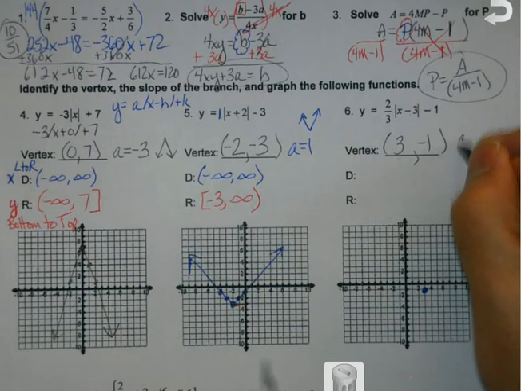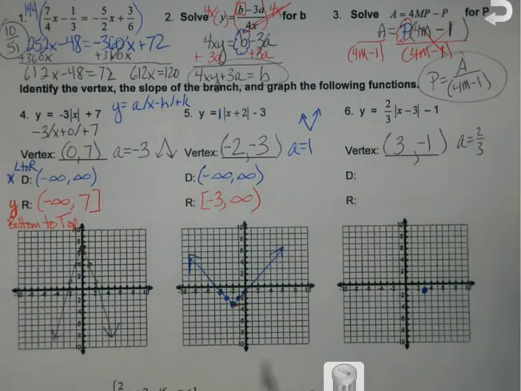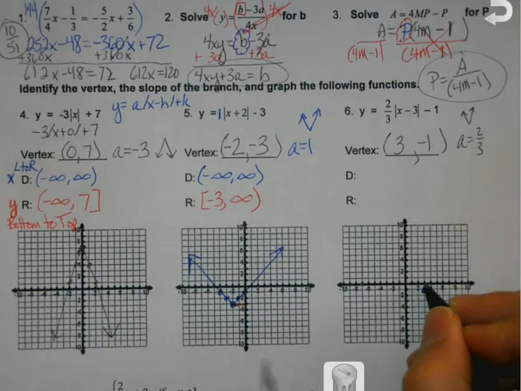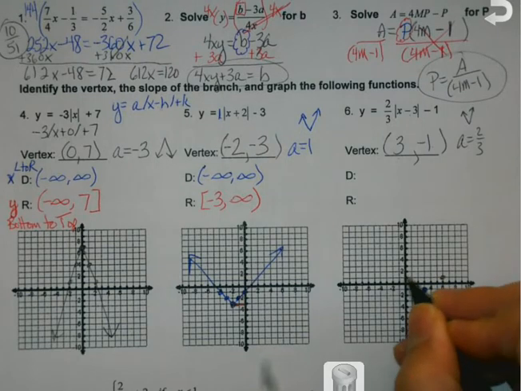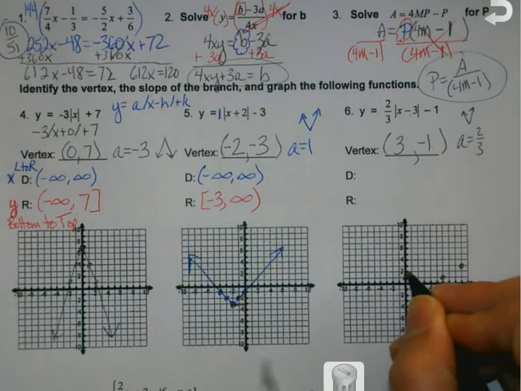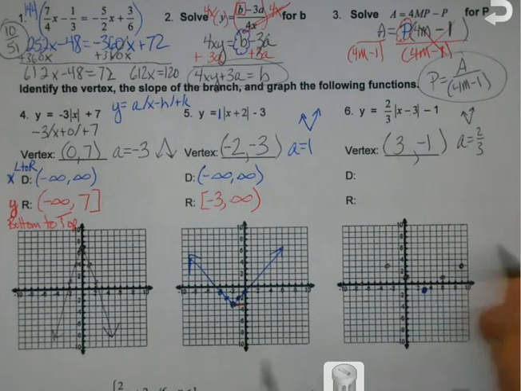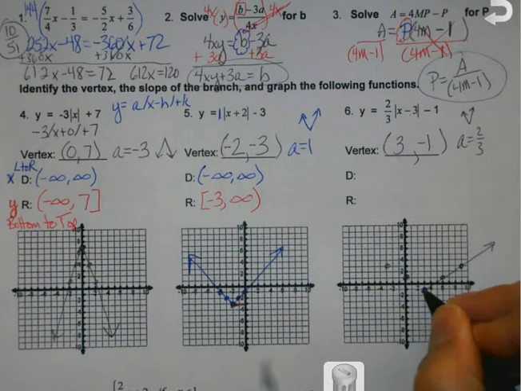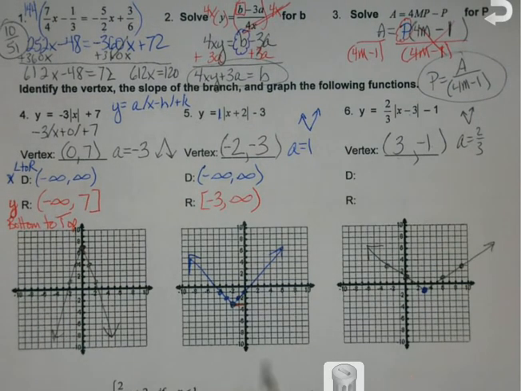My a value is 2/3, which means we're opening upward. So we got that. So let's see. 1, 2, 1, 2, 3. There's my V. Notice it opens up wider because I have a fractional a value.